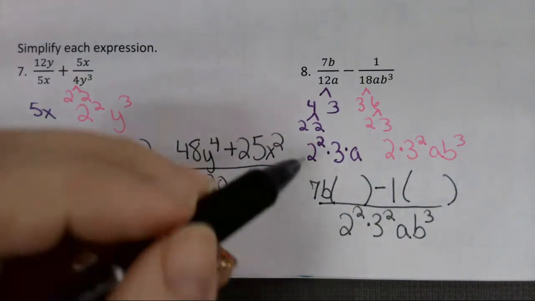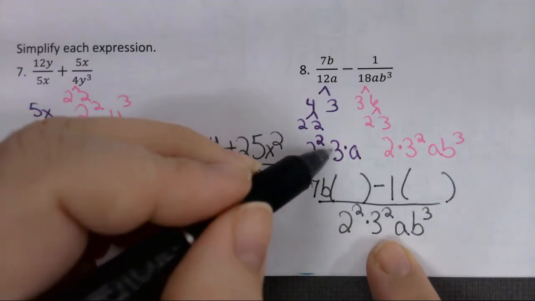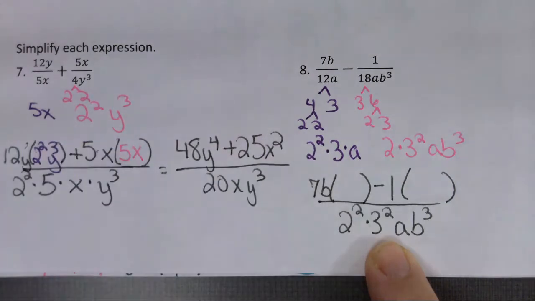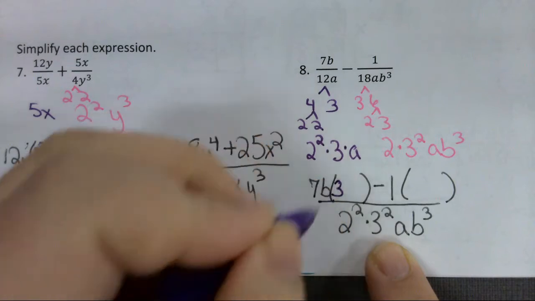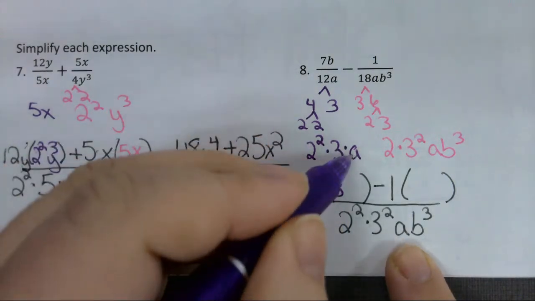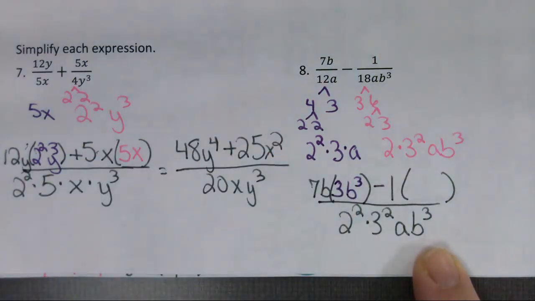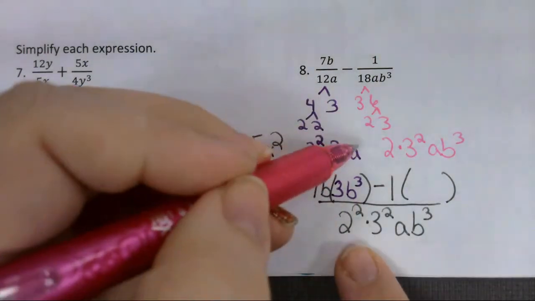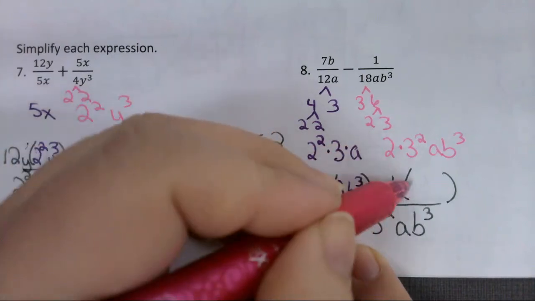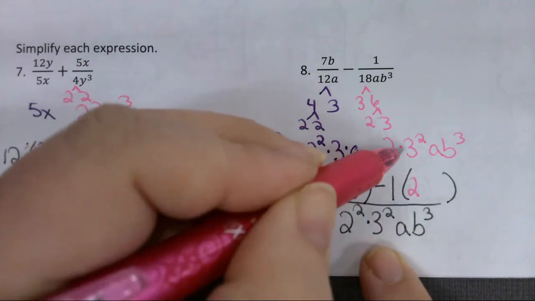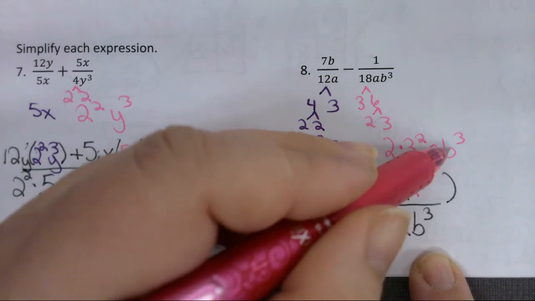So we have a 2 squared, but I only had 1 3 up here, and I needed 2 in my common denominator. So we're going to need to multiply by 1 more. I already had the A, but I did not have the B cubed. For the next denominator, I needed 2 2's, but I only had 1 in the original denominator, so I need 1 more. I already have the 3 squared, I already have the A, I already have the B cubed.